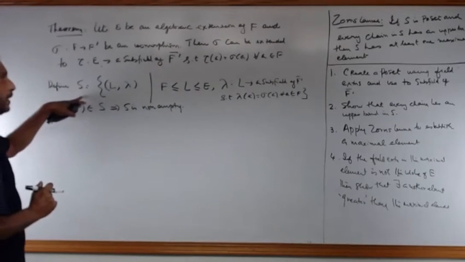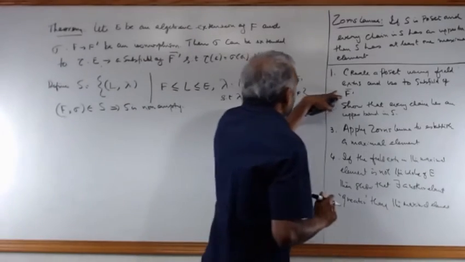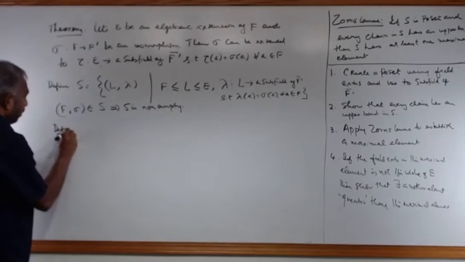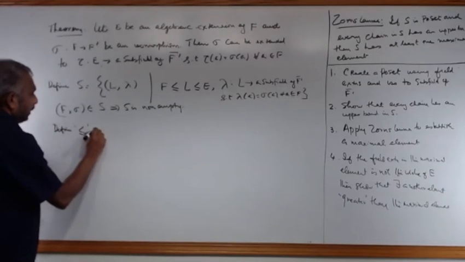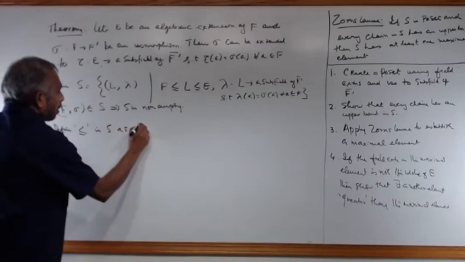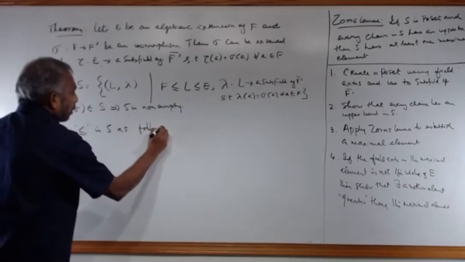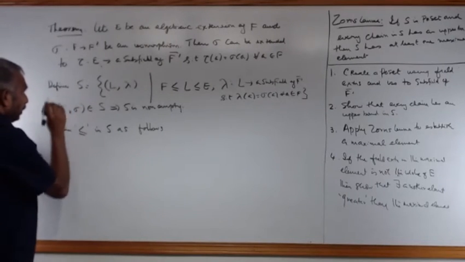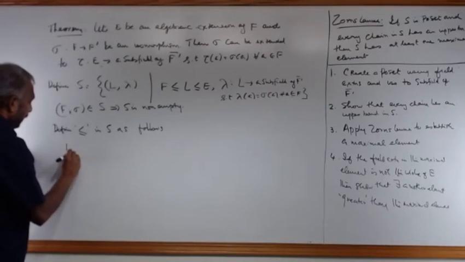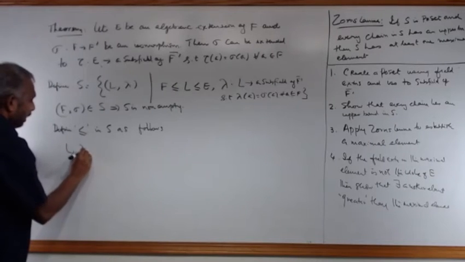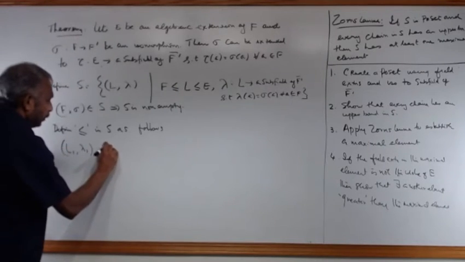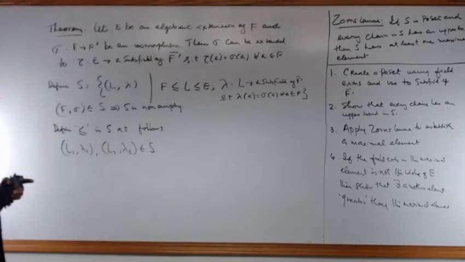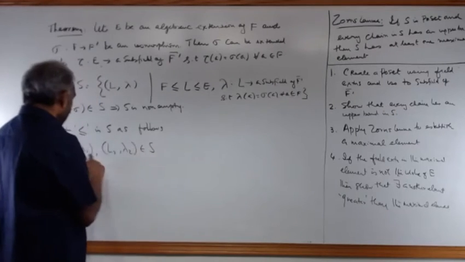But this is just a set. We need to create the poset, meaning we need to define a relation. So define the relation in S as follows. If you want to define a relation, you need to take two elements. So let's take (L1, lambda 1) and (L2, lambda 2) belonging to S. Then the relation is like this.